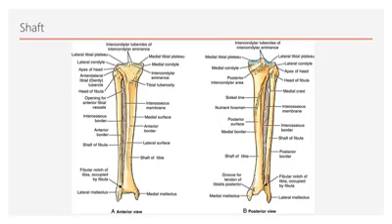Now let's come to the shaft. There are three borders and three surfaces present in the shaft. The three borders are anterior border, medial border, and lateral border. The anterior border is sharp, which is also called the shin. The anterior border or shin is subcutaneous. Attachment over here is deep fascia of the leg. The lateral border is also known as the interosseous border. The attachment of the interosseous border is interosseous membrane. The interosseous membrane forms middle tibiofibular joint, which is a fibrous type of joint.